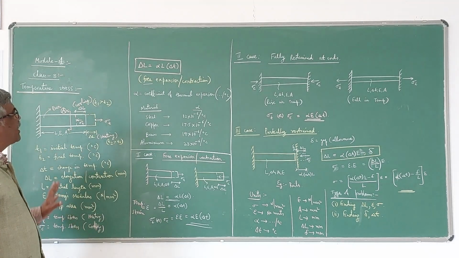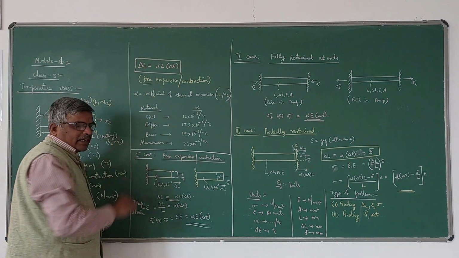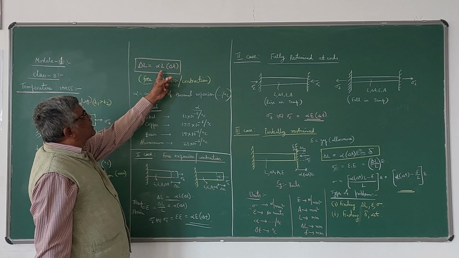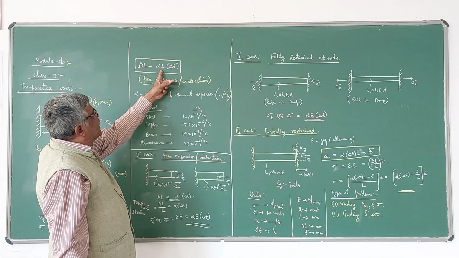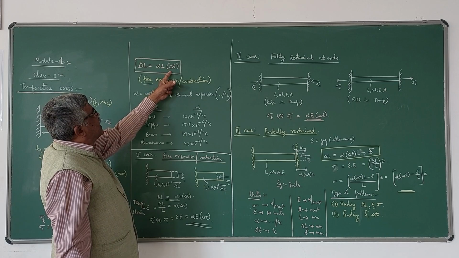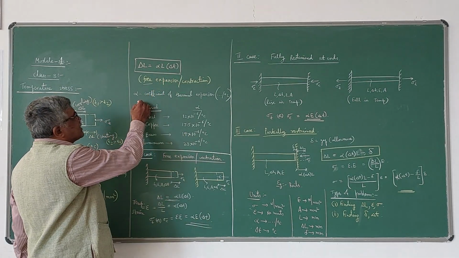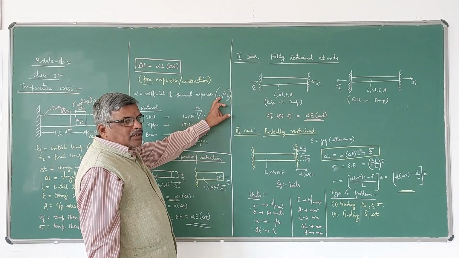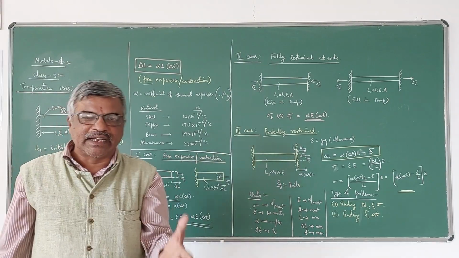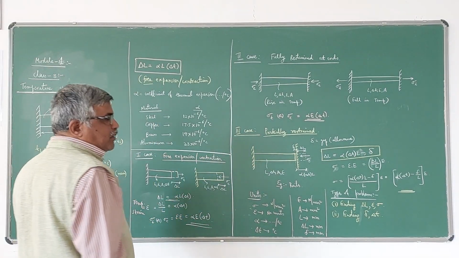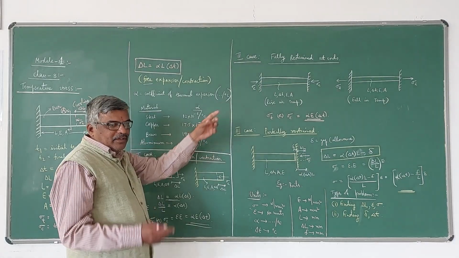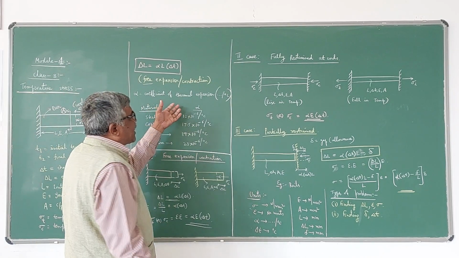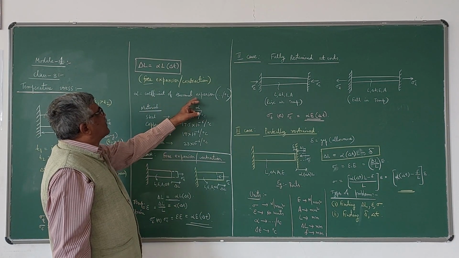Now, if you observe, there is an expansion, a change in length. This change in length can be found using this formula. Whenever a bar is subjected to heating or cooling, the formula is alpha L into delta T. Here alpha is called the coefficient of thermal expansion or linear expansion. Its unit is strain per degree centigrade. It is the strain developed by the material per degree centigrade. If the material is heated or cooled by 1 degree centigrade, the corresponding strain is called the coefficient of thermal expansion.